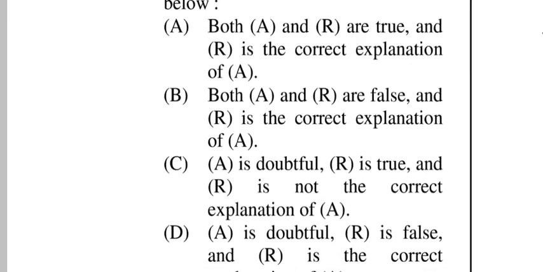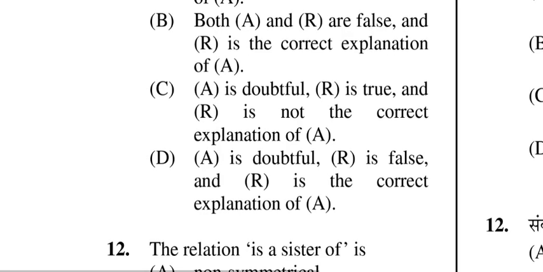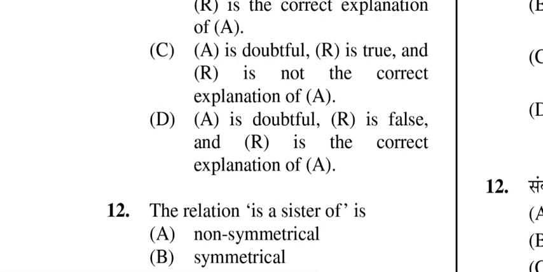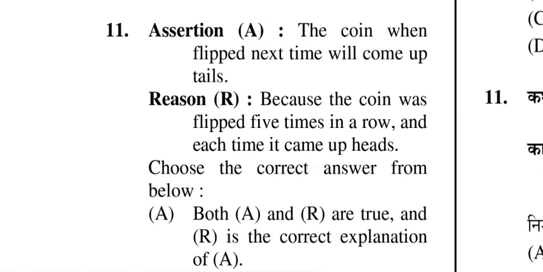Both A and R are true and R is the correct explanation of A. Both A and R are false and R is the correct explanation of A. A is doubtful, R is true, and R is not the correct explanation of A. A is doubtful, R is false, and R is the correct explanation of A. What do you think? Choose an answer inside your brain.